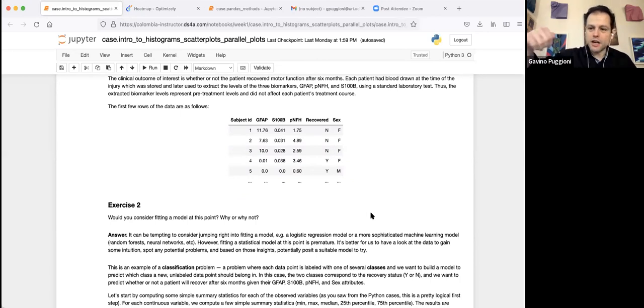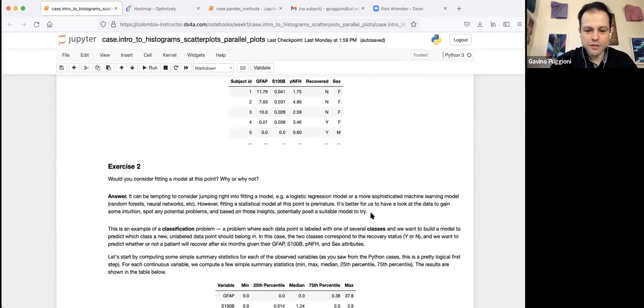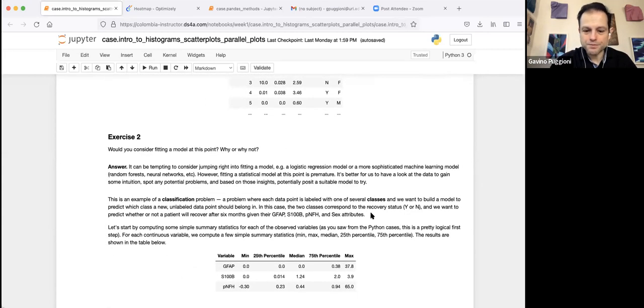Remember your beloved summary statistics from the previous cases: the mean, the median, the quartiles, the maximum, the minimum. All of these values help us understand the data. So we have the results in the table below.